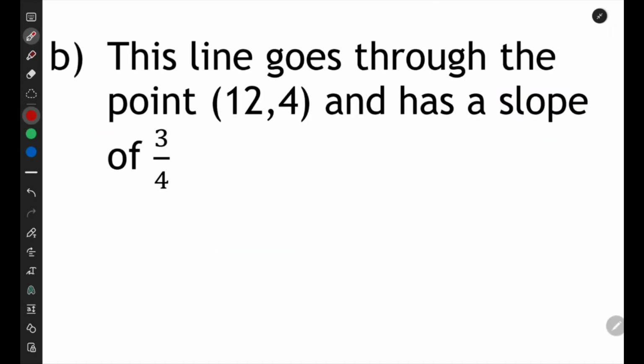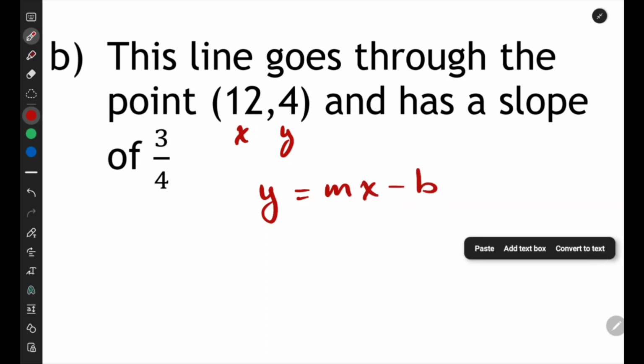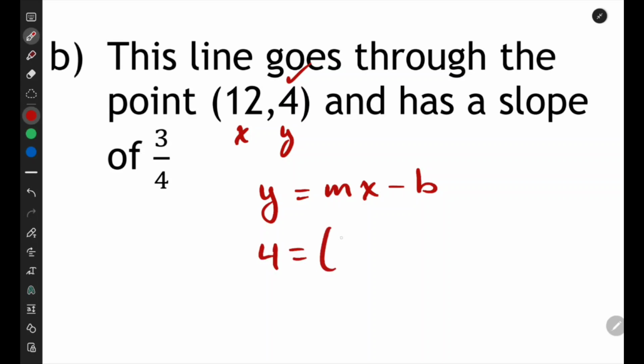In part B, we're told that the slope of the line is 3/4, and it passes through the point where x is 12 and y is 4. So we have this xy pair that we know it's passing through. I'm going to start with the slope-intercept form of an equation. I'm going through a y value that's 4, so I can write 4 in place of y. I know that my slope was given as 3/4, and I can see that my x value was given as 12. And it's plus b.